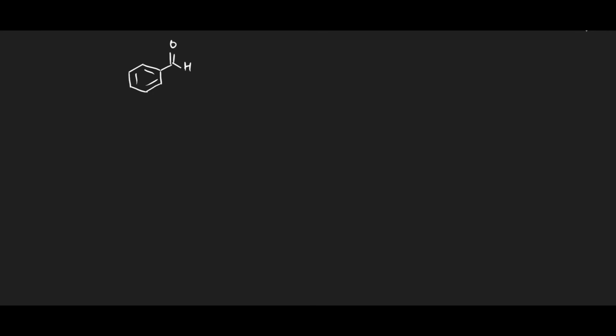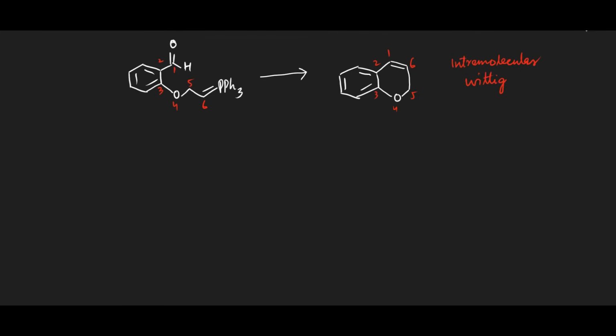Consider this compound. The ylide and carbonyl are present in the same molecule. Therefore, an intramolecular Wittig reaction is expected. The atoms involved in cyclization can be marked from C1 to C6. The product is formed with a double bond between the C1 carbonyl carbon and the C6 carbanion. So this is an example of an intramolecular Wittig reaction.